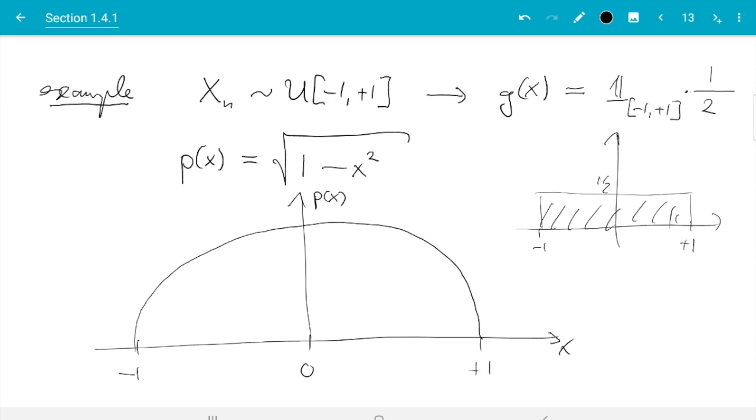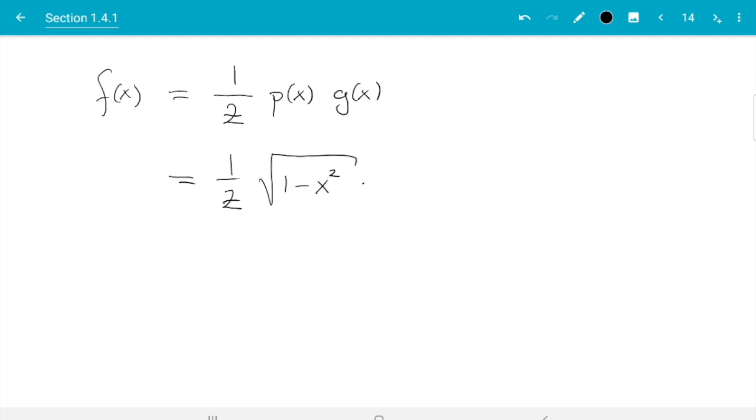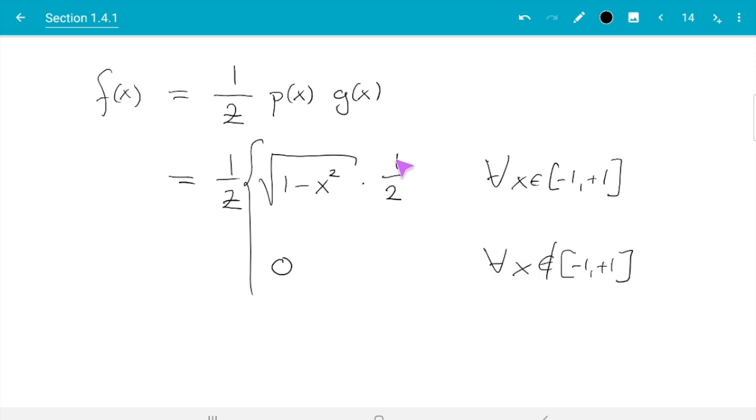The next ingredient we need is f, and we said f of x is 1 over z times p of x times g of x. So that is 1 over z times square root 1 minus x squared. And g, we said, is 1 half in the interval. And technically, we should say this is 0 for x not in the interval, because there, instead of 1 half, g of x equals 0. And we have not even specified what the acceptance probability outside the interval is. And we don't need to, because all the samples will be inside the interval. So that's what we need to work out.